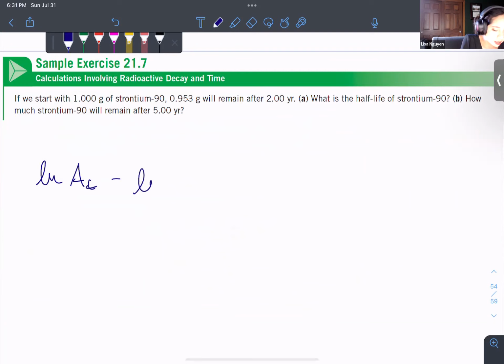So I'll just start with the integrated rate law here. Natural log of what's remaining minus natural log of what we start with equals negative kt. Looking at the information given, we start with 1 gram. That sounds like initial concentration. The 0.953 is how much is left after some time, so that's A subscript t. And then it tells us how much time has elapsed, so t is 2 years in this case.